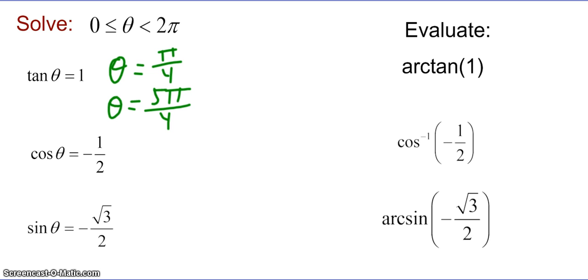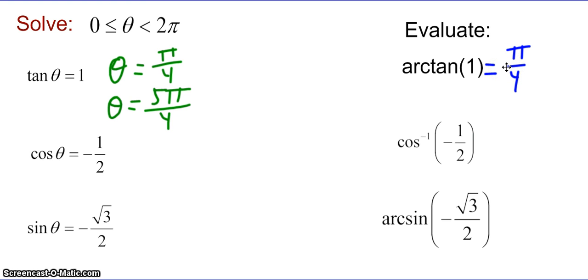So our answer for what is the arctan of 1 is pi fourths. And that's why if you type in tangent inverse of 1 into your calculator, you're only going to get one answer. It's going to be pi fourths.